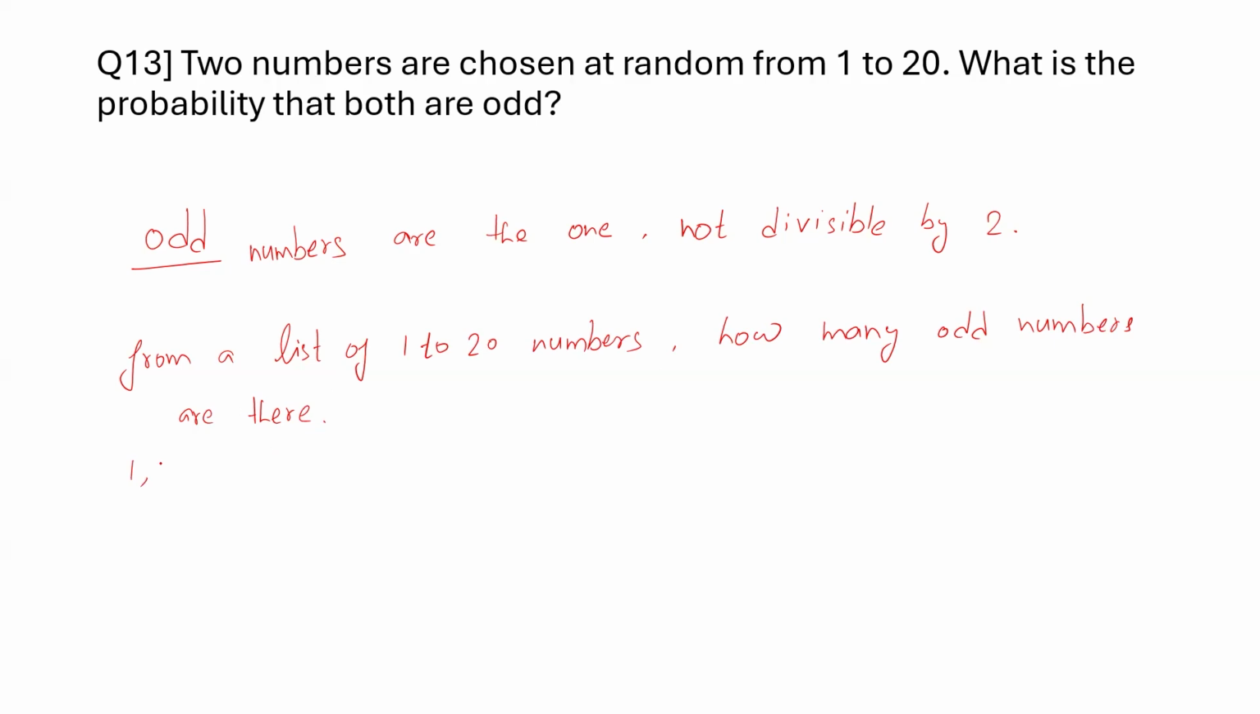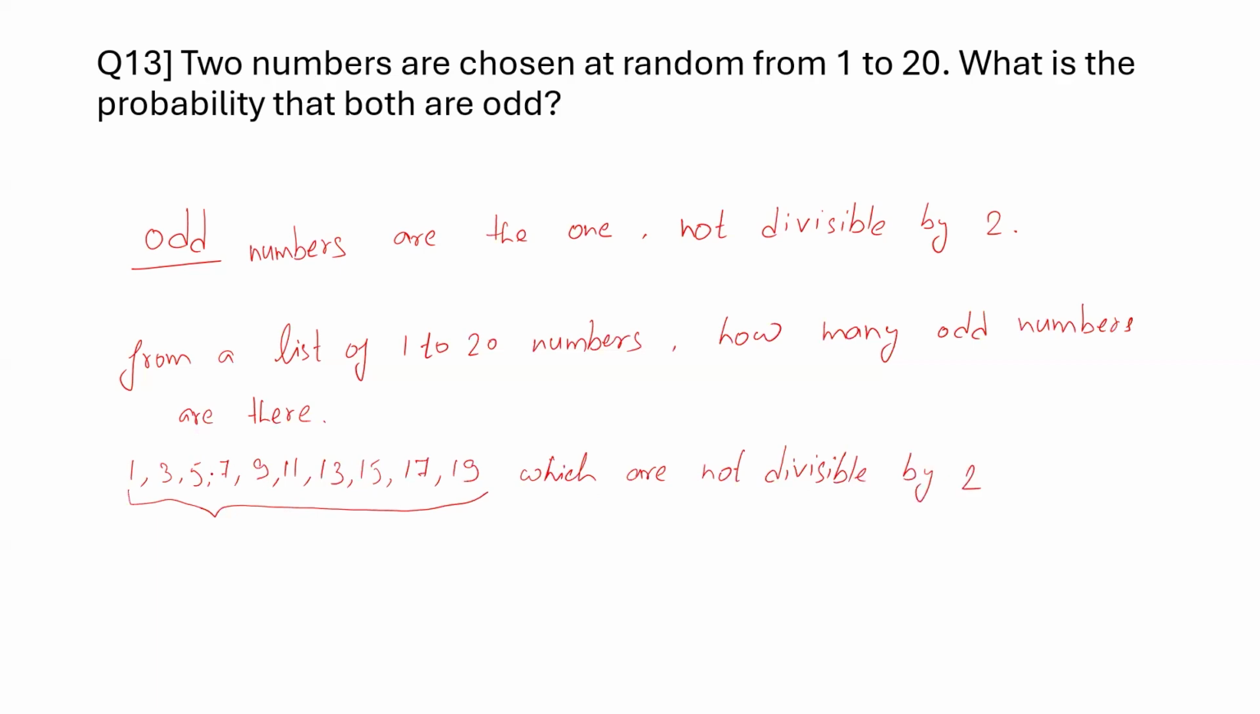So 1 is odd, 2 is not odd, 3 is odd, 4 is not, 5, 7, 9, 11, 13, 15, 17, 19. These are the odd numbers, right? 1 you cannot divide by 2, 3 you cannot divide by 2, 5 you cannot divide by 2, 7, 9, 11. You can see that these are the numbers which are not divisible by 2, right?